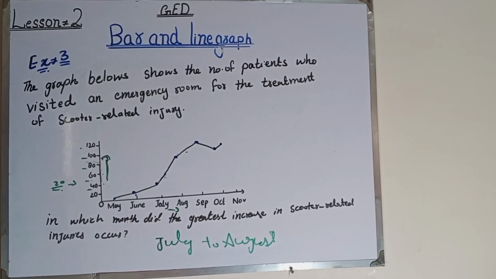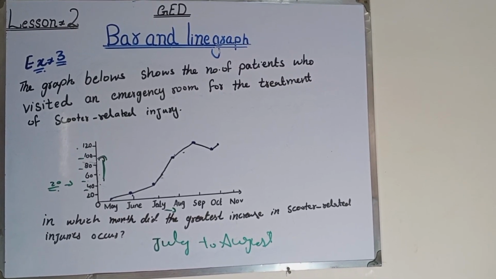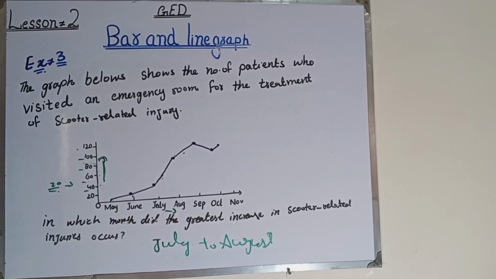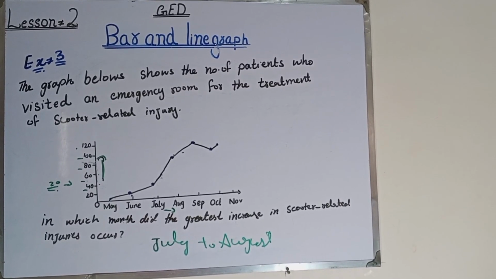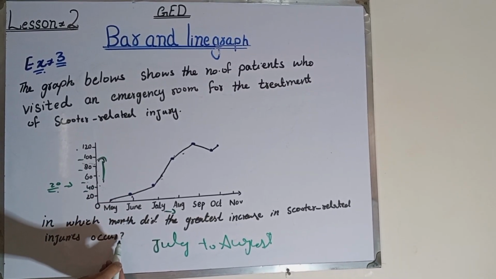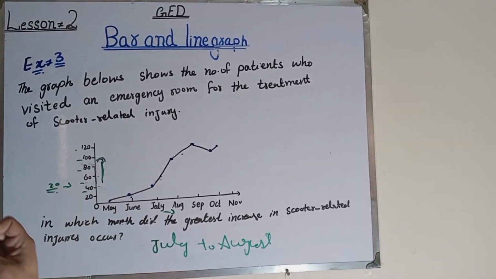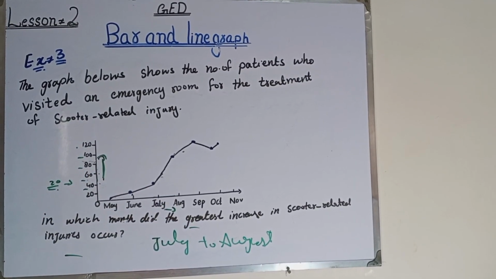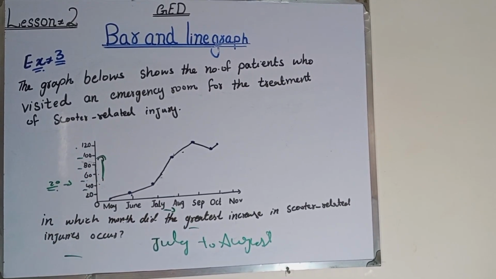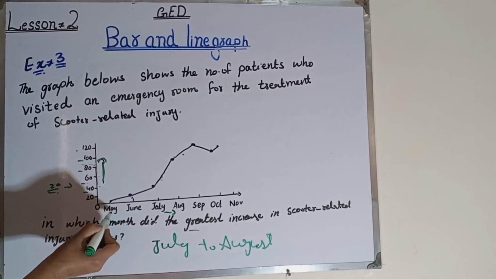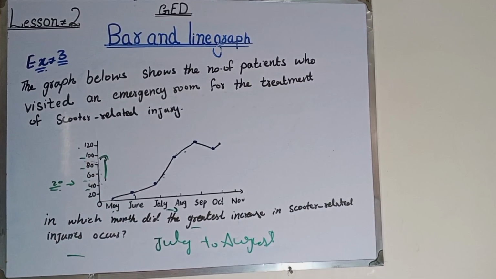Now let's add some important key ideas for the line graph. Sometimes the exact value is not written clearly on the graph. In that case we estimate the values. Graphs are not only for reading numbers, they are for analyzing information, like which category is highest, as in this example, which month had the greatest increase in injuries. Which category is highest, which is lowest? If they ask which category is lowest, then we will write May to June.